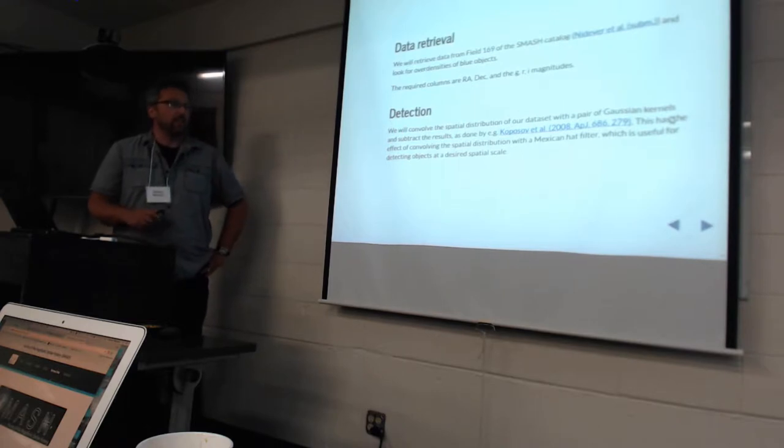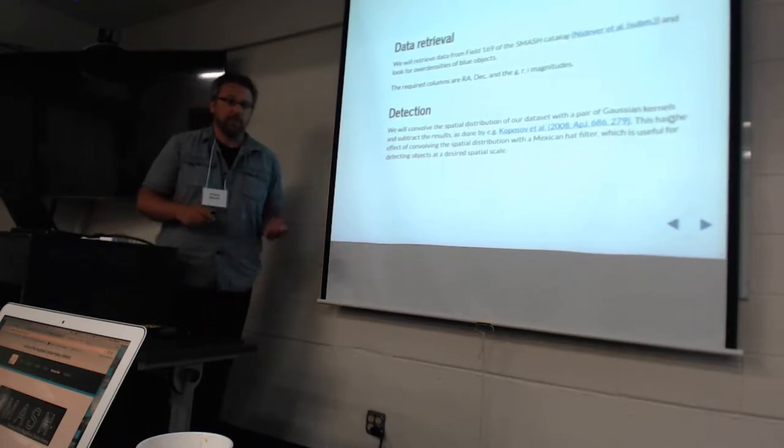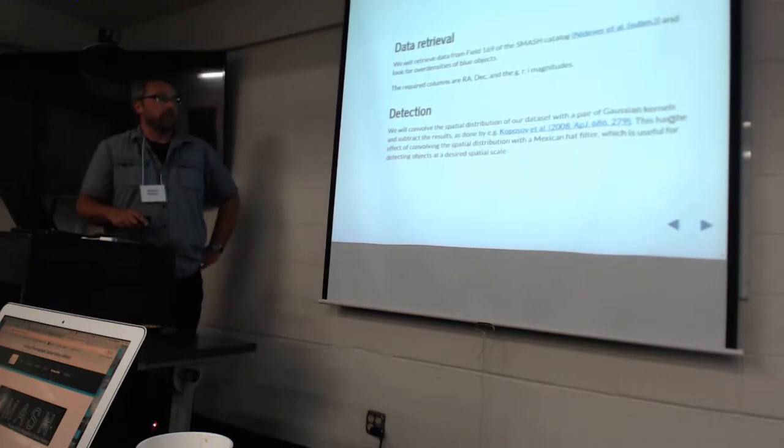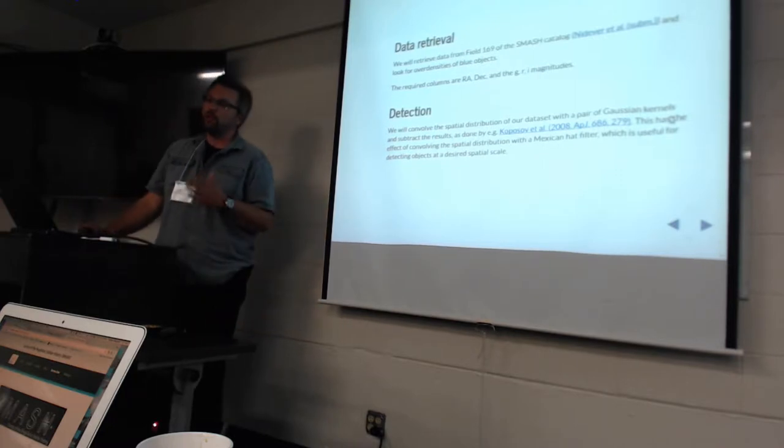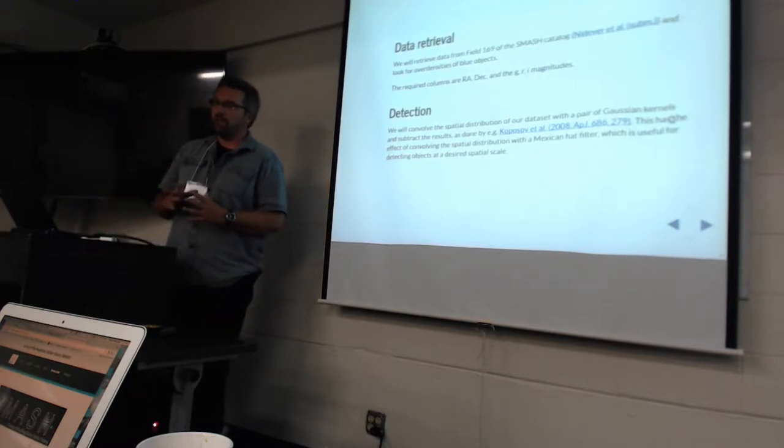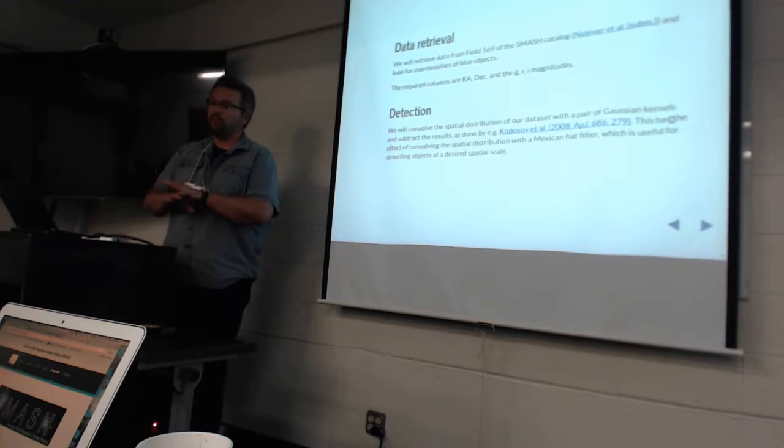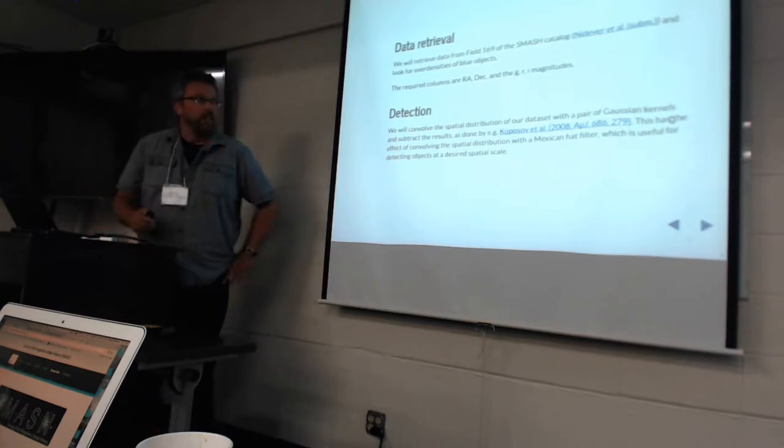And for the detection, we're going to run an algorithm that people came up with in 2008 already, where you take a Gaussian kernel of a given small size, and you convolve the image with it. And then you do the same thing with a larger kernel and subtract the two. This is the same effect as running, for instance, a Mexican hat kernel over it and capturing everything that is between those two sizes, but rejecting everything that's outside. Let's see how this goes.